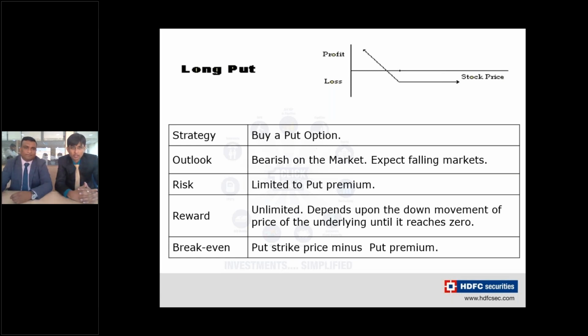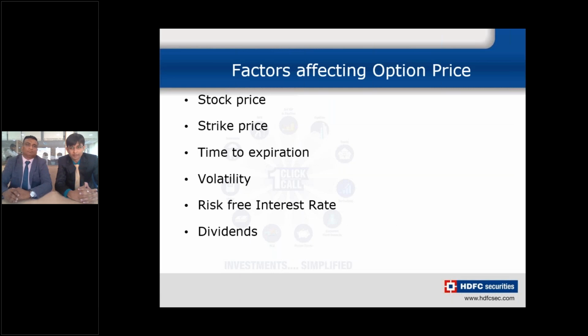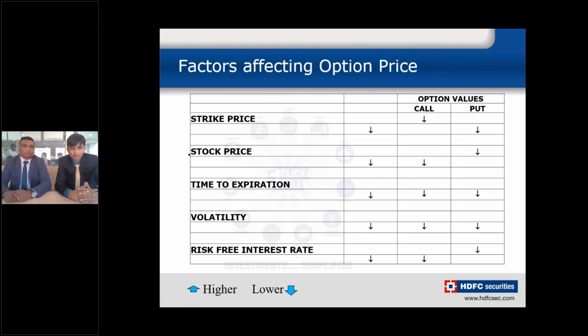Now let's move to the factors that affect the option pricing. There are 5 important factors that affect the option price. Mainly they are stock price, strike price, time to expiration, volatility, and risk-free interest rate. As this table shows, if the strike price moves up, then your call premium will go up and your put premium will go down. In case of time, the higher the time, the higher will be the call and put option premium. In case of volatility also, if the volatility is higher, the call and put premium tend to be higher.